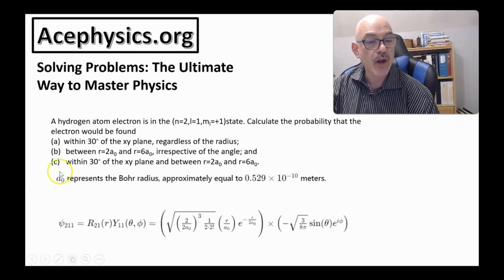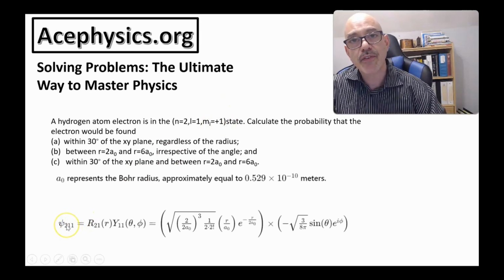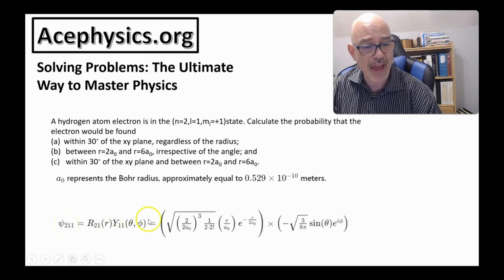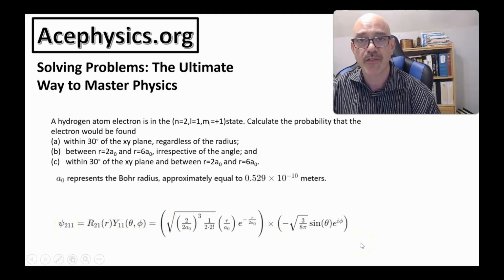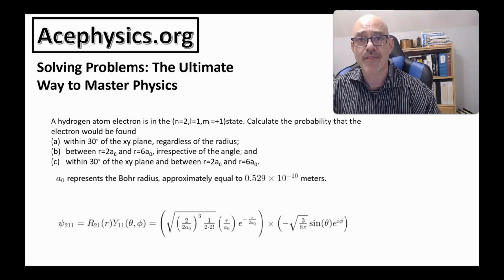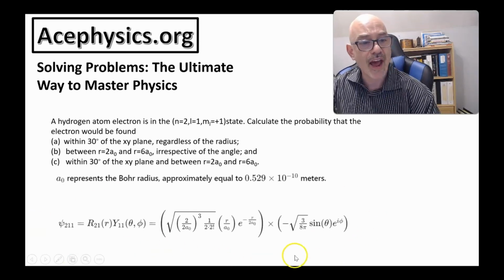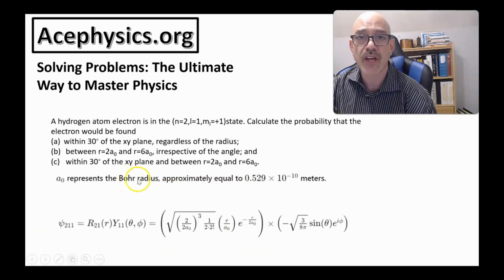The wave function, we know n equals 2, L equals 1, ml equals plus 1, so the wave function is psi 211. Even if you were taking a class in quantum mechanics, you wouldn't go through and solve for this wave function every time. You solve for it once, and then you take the solutions off of the table. And so here's the solution to the wave function. Now that we have this, let's go and solve problem A.